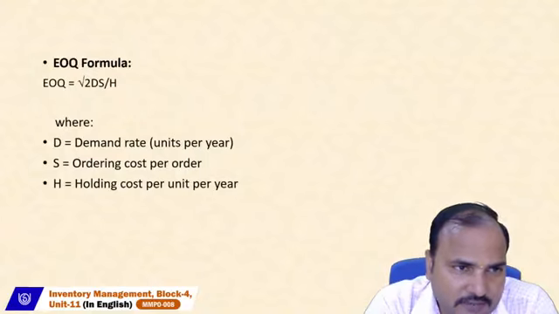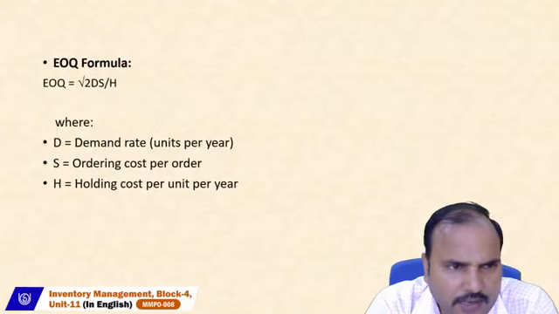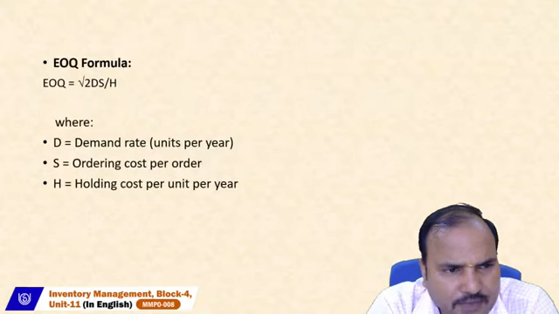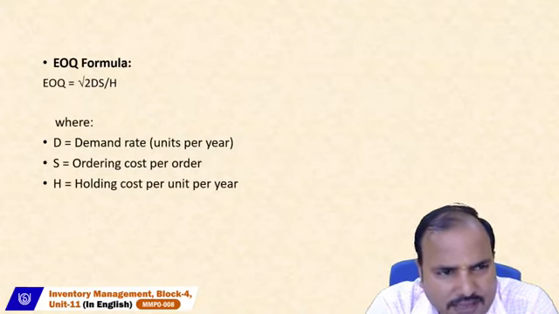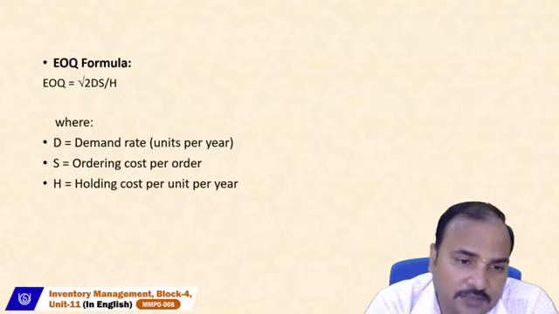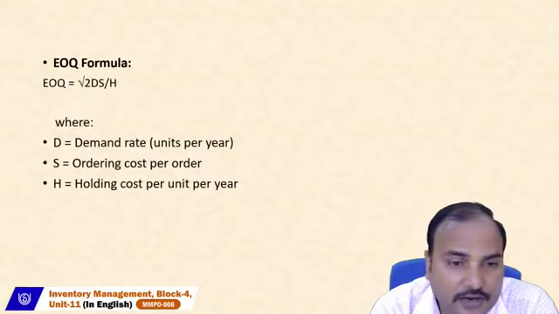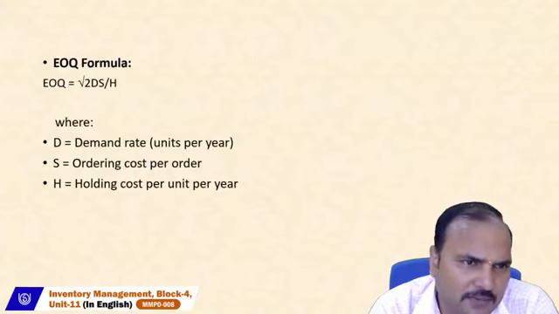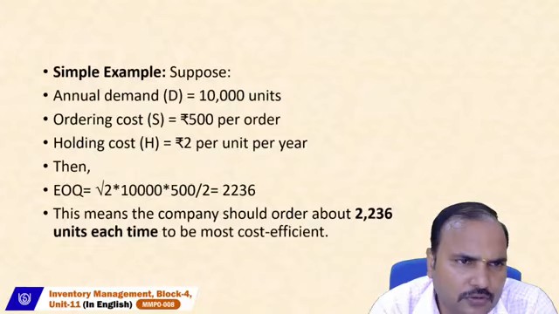And the formula is EOQ equals the square root of 2DS by H, where EOQ means your economic order quantity, and D stands for demand rate, that is units per year, S stands for ordering cost per order, and H is the holding cost per unit per year. This is the formula, please remember the square root of 2DS by H.